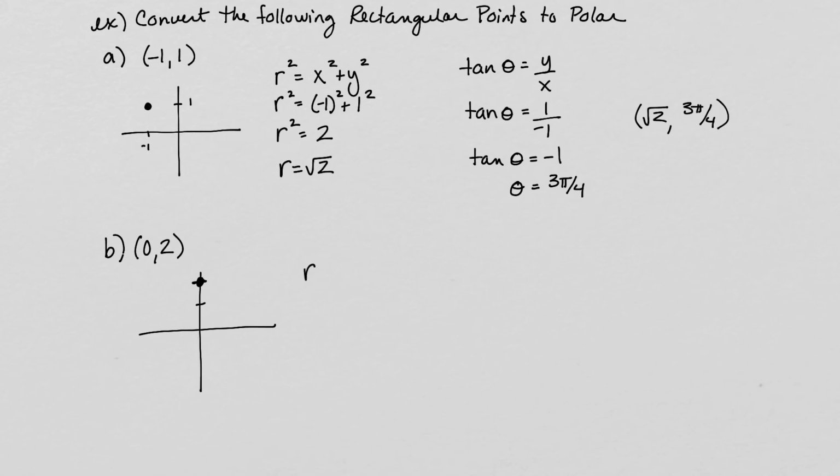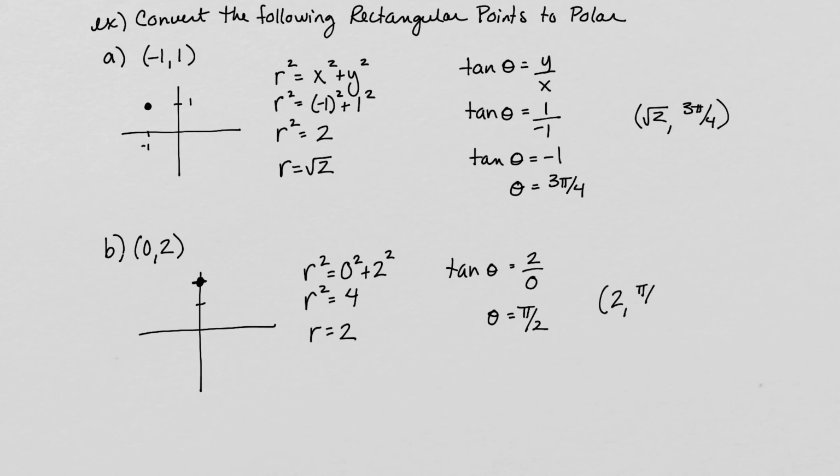You can still use the formulas. If you use the formula, r squared is equal to 0 squared plus 2 squared. So r squared is going to be equal to 4, which again, r is going to be 2. And then the tangent of theta is going to be y over x, so it's going to be 2 over 0. Remember, 2 over 0 is undefined. That makes sense because the tangent at this point would definitely be undefined. At this angle, that angle is pi over 2. So when is the tangent undefined? In that first quadrant at pi over 2. So this is going to be the point 2 comma pi over 2.